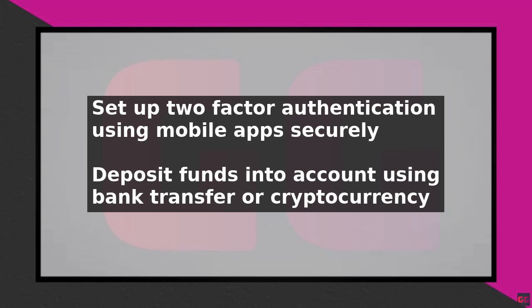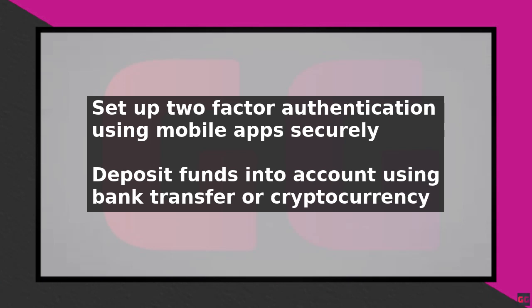Next, you need to deposit funds into your account. Bybit supports a variety of deposit methods, including bank transfer and cryptocurrency. To deposit funds using a bank transfer, go to the deposit section and select the currency you want to deposit. Follow the instructions to complete the deposit process. Once you have deposited funds into your account, you can start trading.